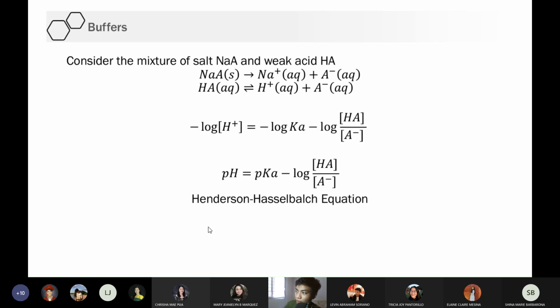And what's negative log of H plus? That corresponds to pH. The negative log of Ka corresponds to the pKa, no? So, this equation is now called the Henderson-Hasselbach equation. What this equation tells us is, basta alam mo yung amounts ng acid mo at ng kanyang conjugate base, you can determine the pH of your buffer. Pwede mo malaman kung ano yung magiging pH ng buffer mo.